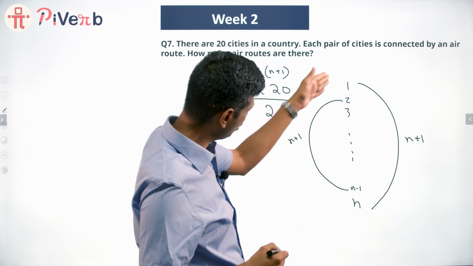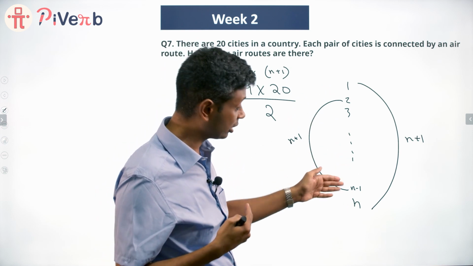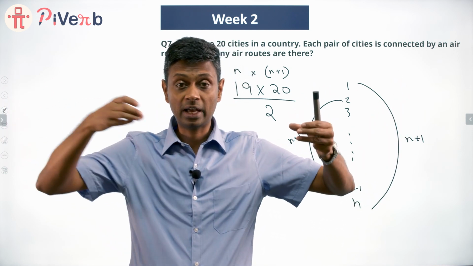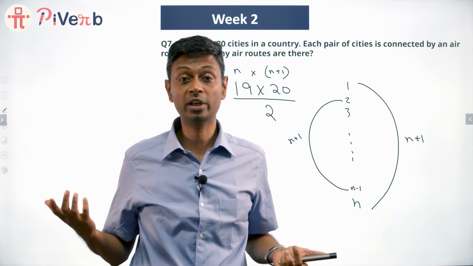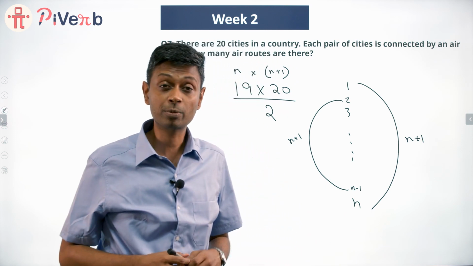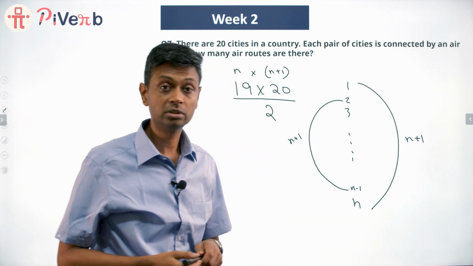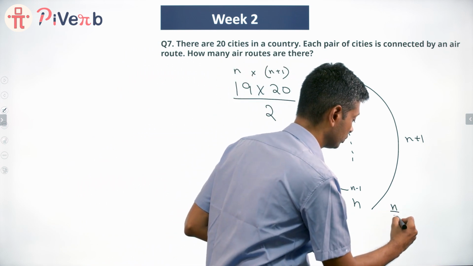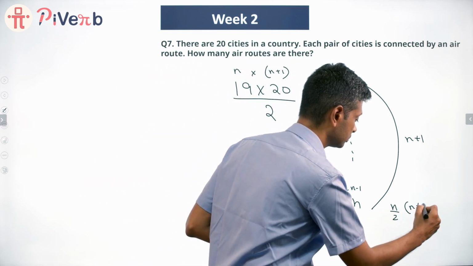Why? From 1 to 2, I add 1. From n to n minus 1, I subtract 1. And 1 plus n is n plus 1. I add 1, subtract 1, add 1, subtract 1, add 1, subtract 1. My total cannot change. So each pair adds up to n plus 1. How many such pairs are there? Totally n numbers, so n by 2 pairs. n by 2 into n plus 1.